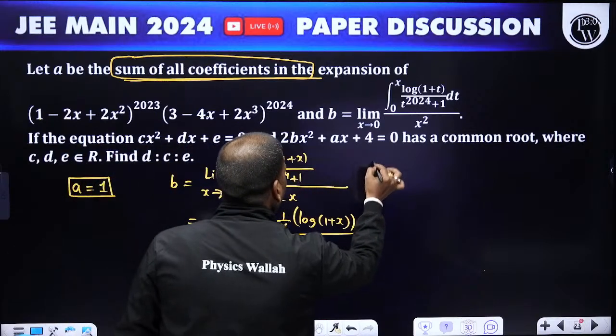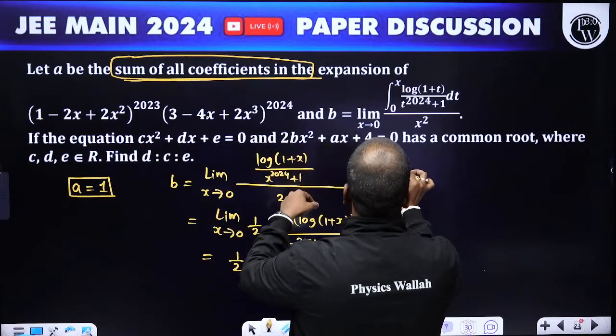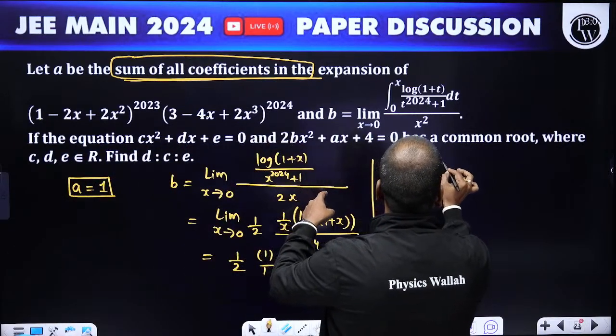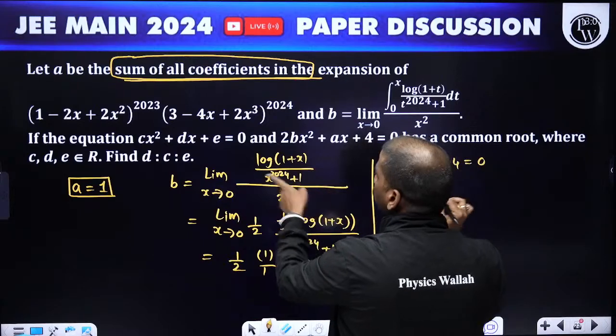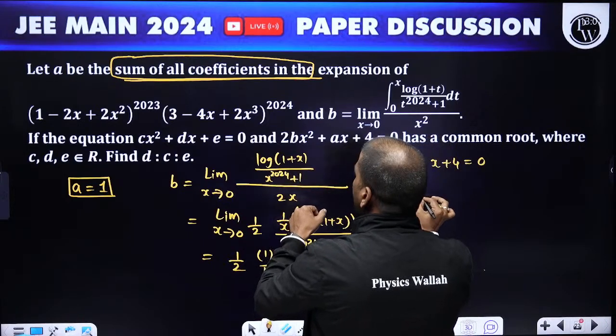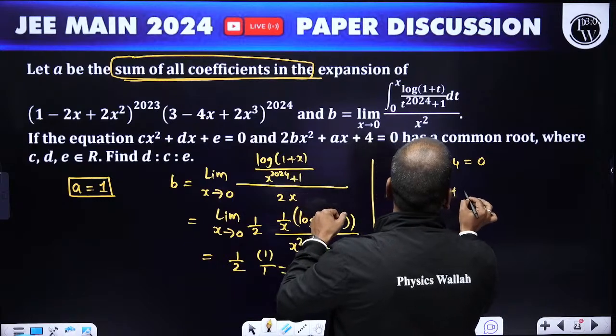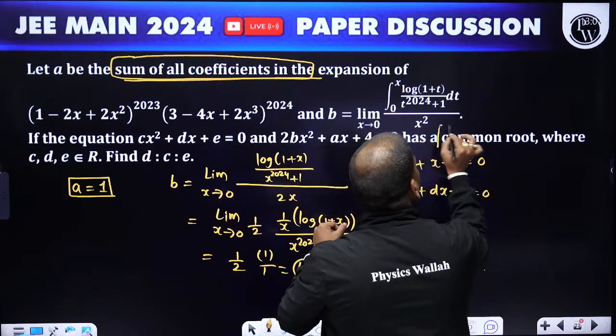Substitute here. 2B is 1. So x square, A is also 1, x plus 4 is equal to 0. What is the second equation? Cx square plus dx plus e is equal to 0. Both have a common root.